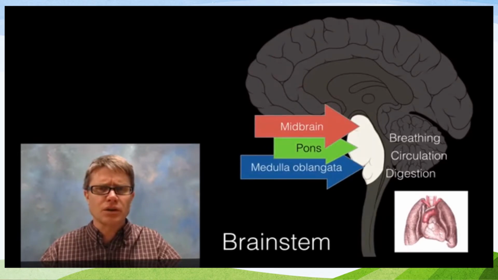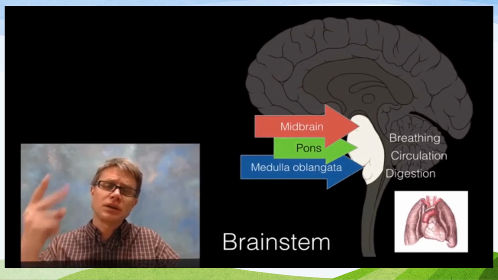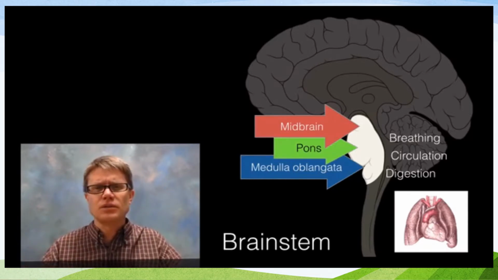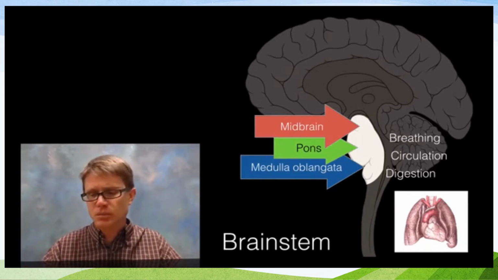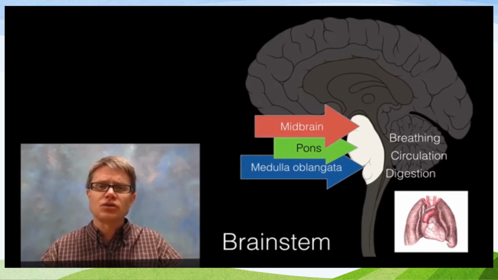So that's the structure. What's the function? Well, it really does two things. The first thing it's going to do are these more basic needs. It's going to keep your self-breathing, keep circulation going, digestion, swallowing. All of that is going to be controlled by the brain stem. If there's any damage to the brain stem, it's going to be catastrophic.